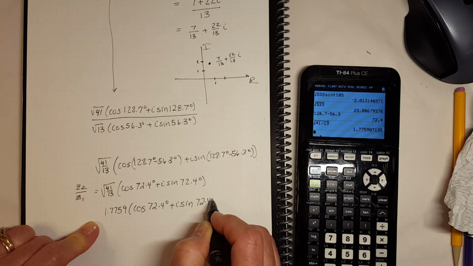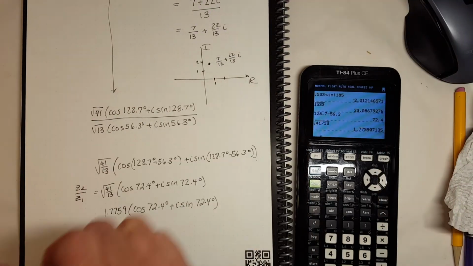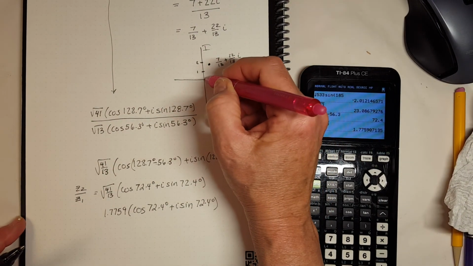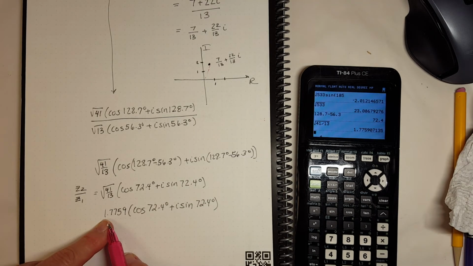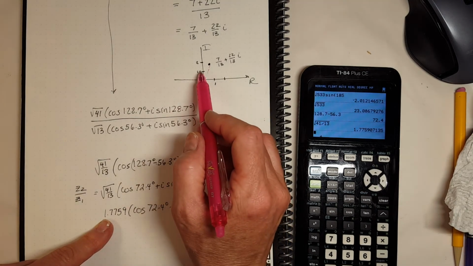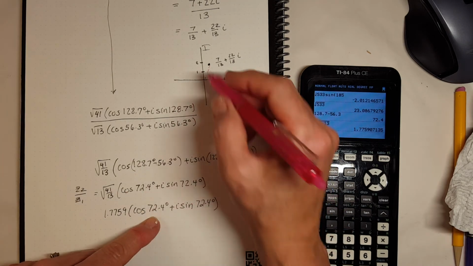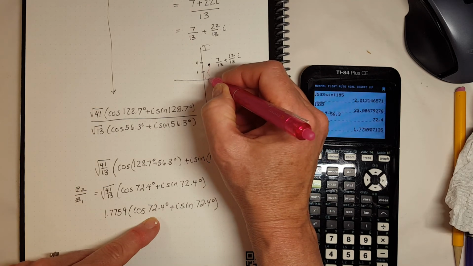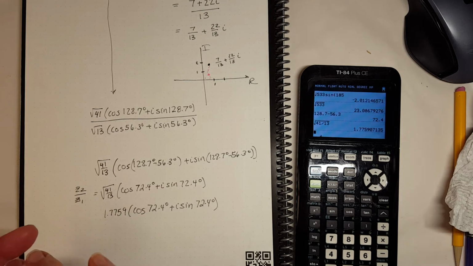Let's just look at our diagram before we multiply this in. Does it make sense that the absolute value of that point might be around 1.8? Sure, that makes sense. This is 1, this is 2. That makes sense, right? That's a reasonable number. Does it make sense that the argument might be 72 degrees, around 72? Sure, that confirms this diagram, right?